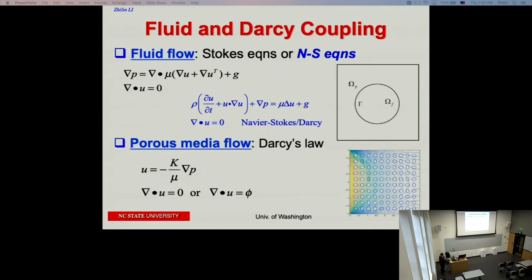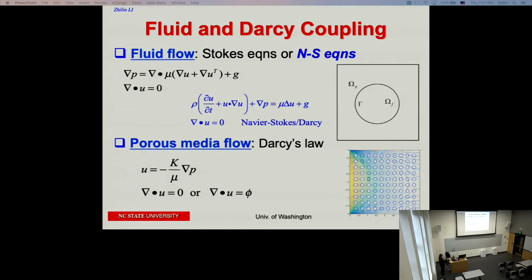Okay, so let's start with the first topic, which I think is very simple. We have a fluid that comes in, and then we have a porous media. If the viscosity is small, we use a Stokes equation. And if you want to include the inertia term, which is probably more practical, then we have a Navier-Stokes equation. Suppose it is divergence free, in either the Stokes or Navier-Stokes equation.